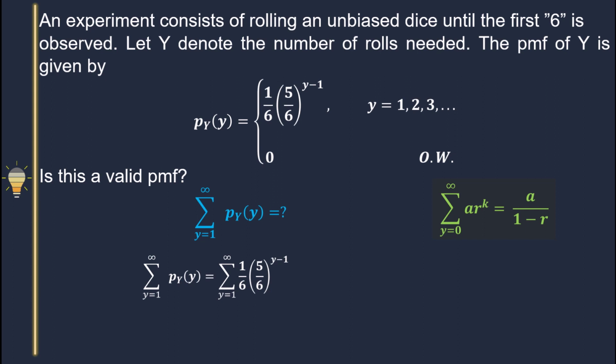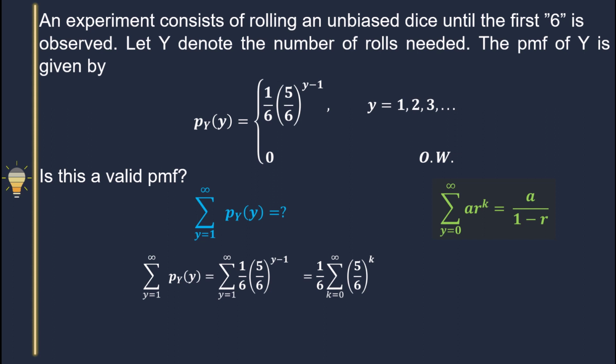How do we make it y equals 0 to infinity? Yes, you know 1 over 6 is a constant, so you can take it out from the summation, and I put k equals y minus 1. Then we can write 1 over 6 times the sum, k goes from 0 to infinity, of (5 over 6) to the power k. Now you see k equals y minus 1.